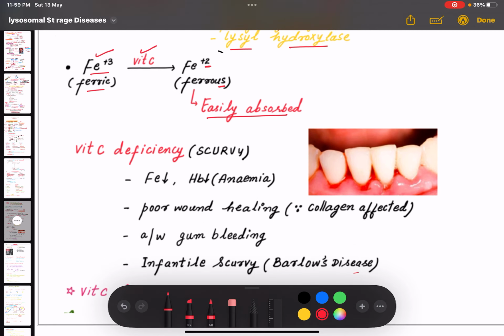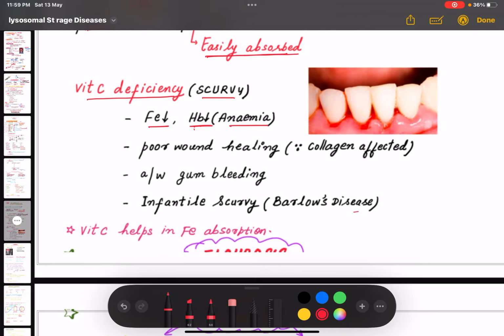Once the patient has vitamin C deficiency, which is known as scurvy, you can remember that in scurvy, what is going to happen? Vitamin C is not there. Once vitamin C is not there, the ferric form of iron is not going to convert into the ferrous form of iron, and nothing will be absorbed. It means the patient will have anemia. If iron is less, hemoglobin will be less, and the patient will have anemia.